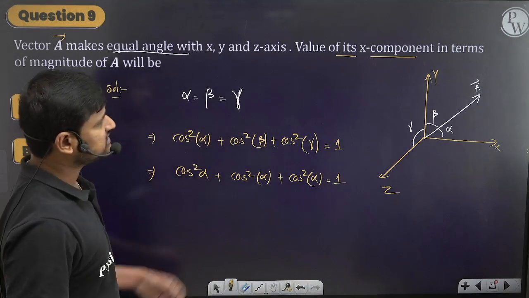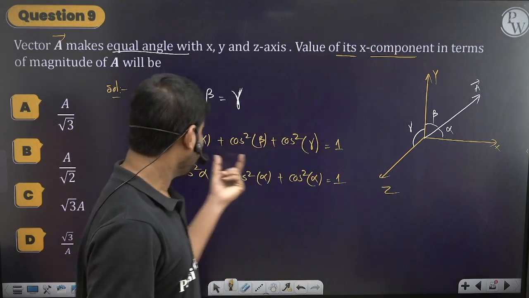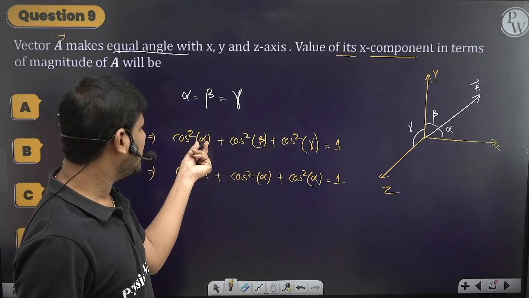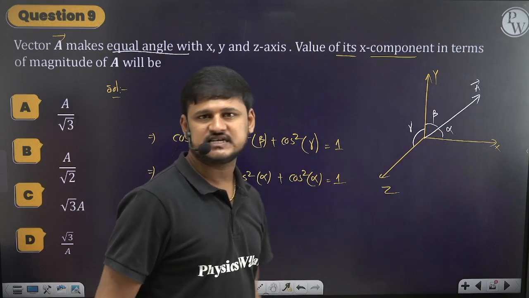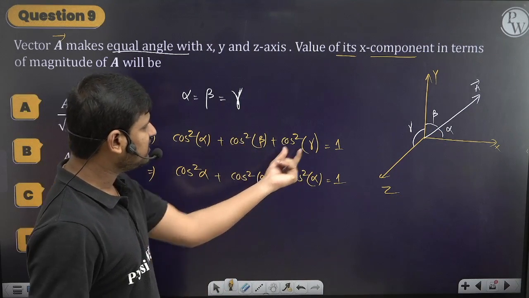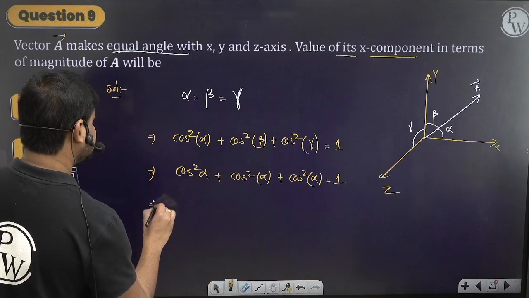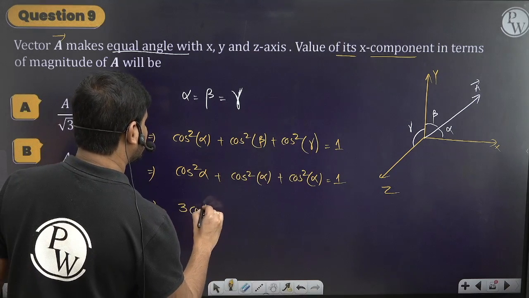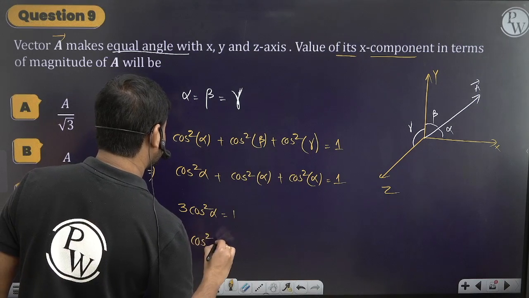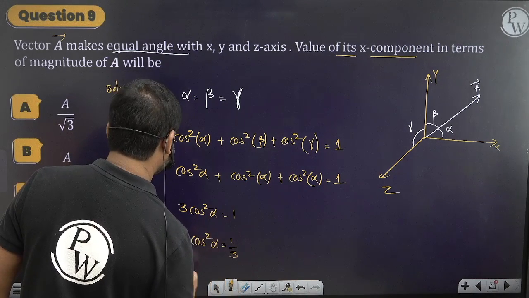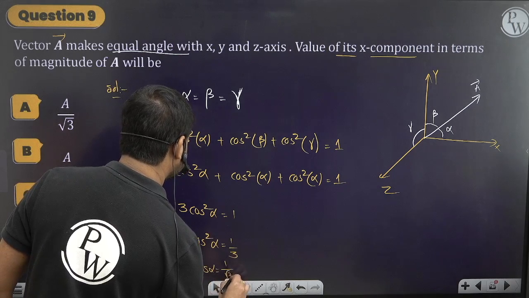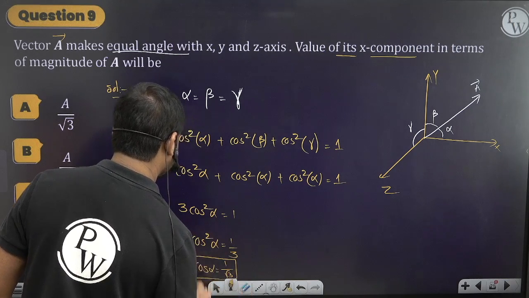Yes, because they are asking us the x component. So that's why I am writing everything in terms of x. Alpha is the angle made with the x-axis, between the vector and the x-axis. That's why in place of beta, alpha, and in place of gamma also alpha. So this is going to be 3 cos square alpha, which equals 1. So cos square alpha equals 1 by 3. From here, cos alpha equals 1 by root 3. Root 1 is 1 only. So that's why cos alpha is 1 by root 3.